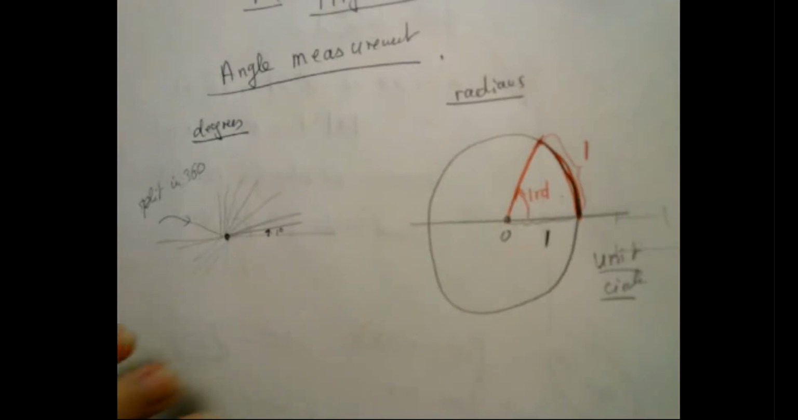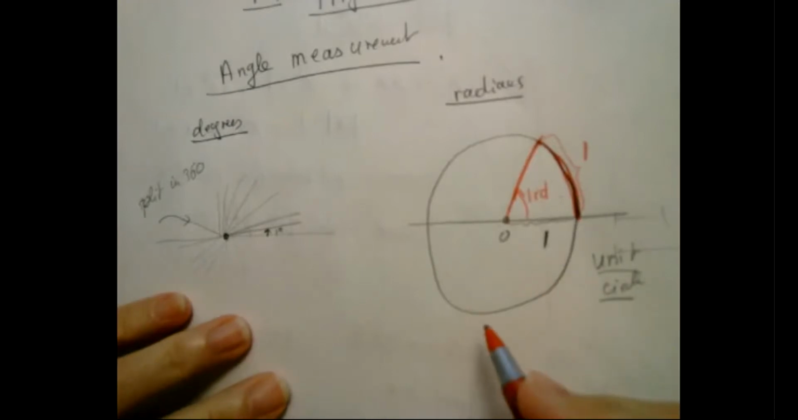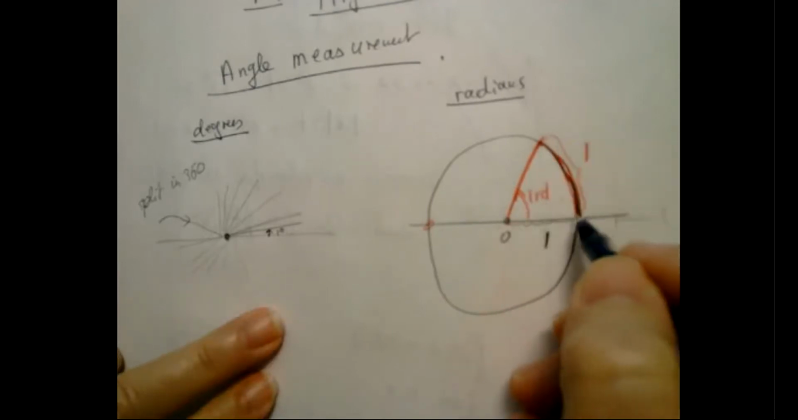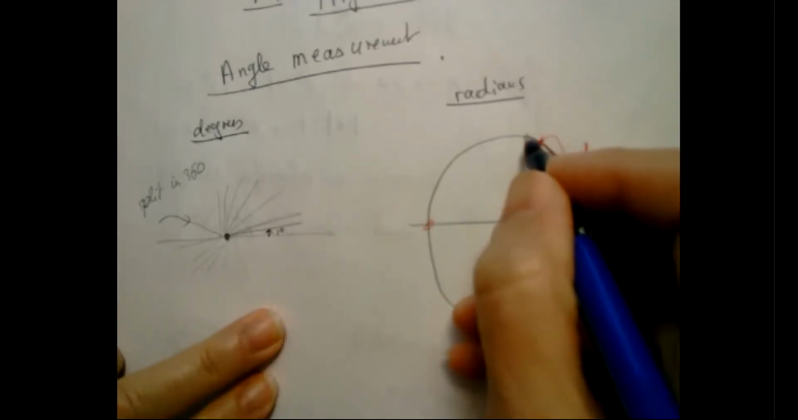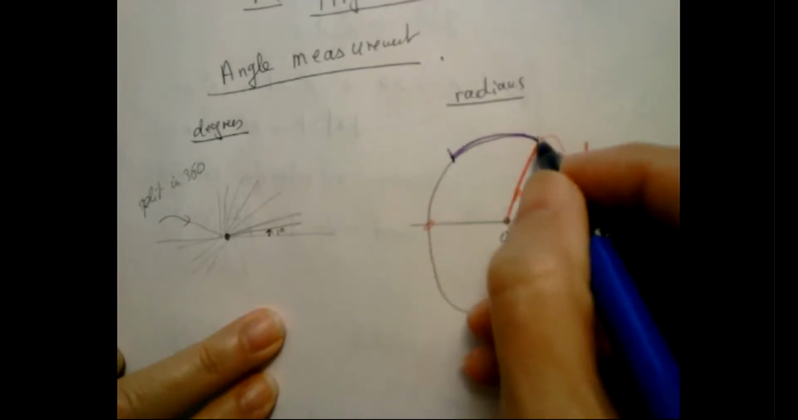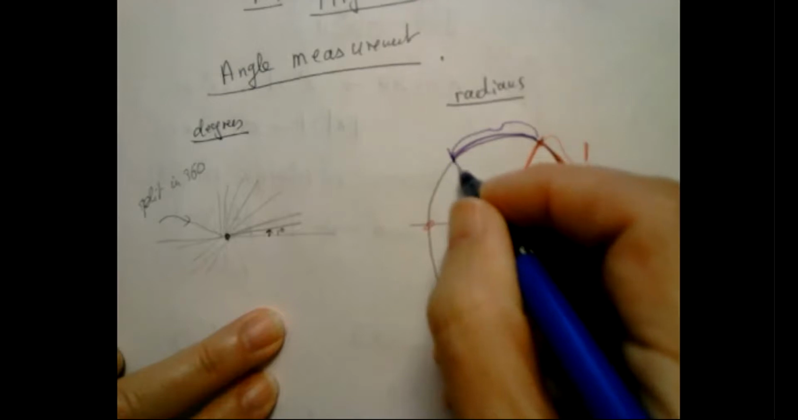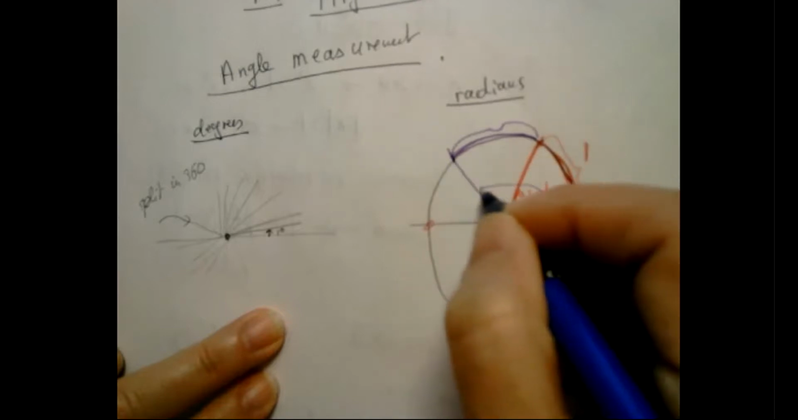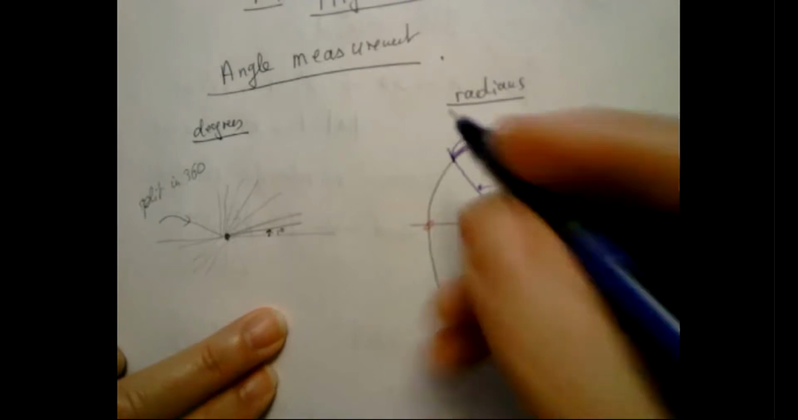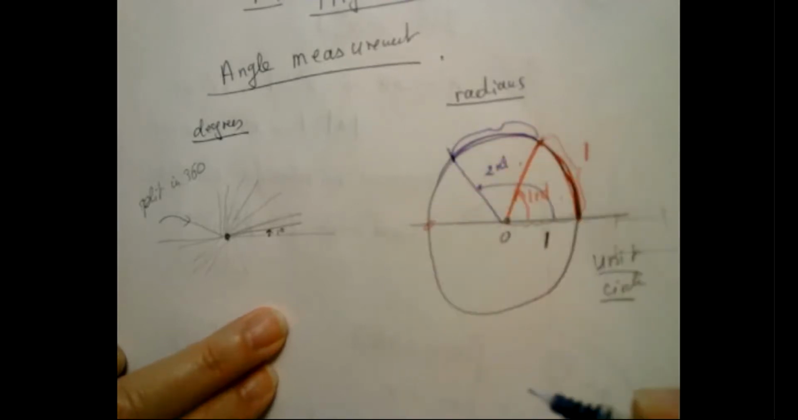So now my question is the following. What does 2 radians mean? 2 radians means you take 1 and then you take another length of 1. So this is 1, and this will be 2 radians. And so on, for 3 radians you need another piece and you get 3 radians.